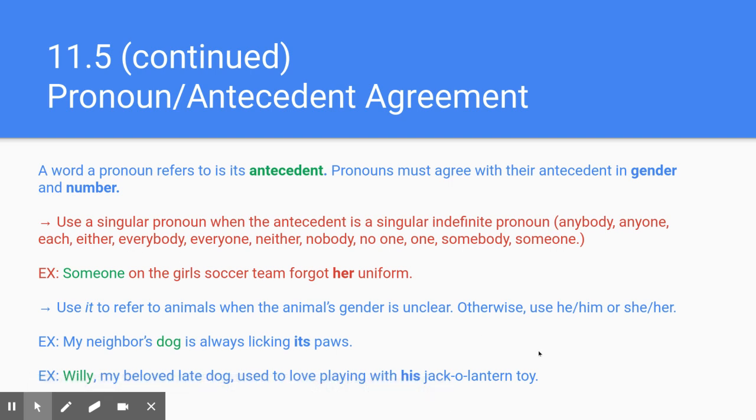Use it to refer to animals when the animal's gender is unclear. So my neighbor's dog is always licking its paws, right? I don't know my neighbor's dog's gender. However, if you're referring to your pet, we know the gender. So Willie used to love playing with his jack-o'-lantern toy.